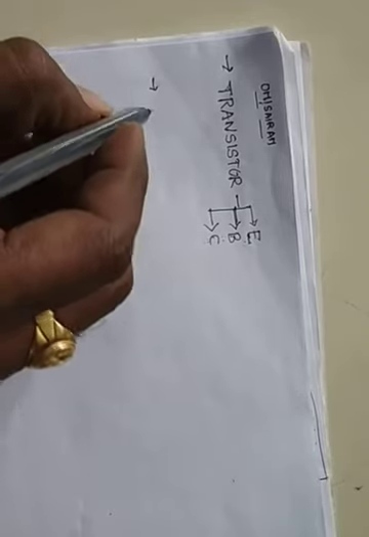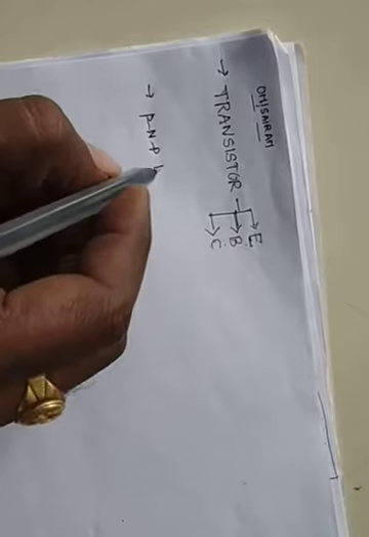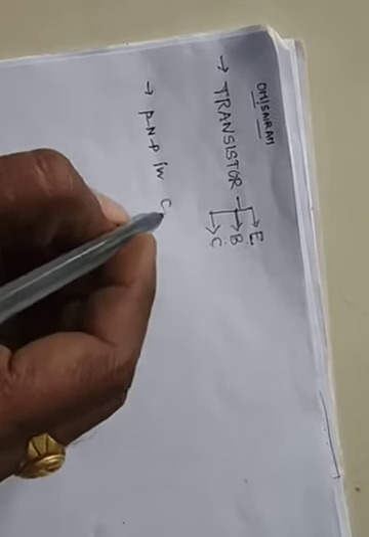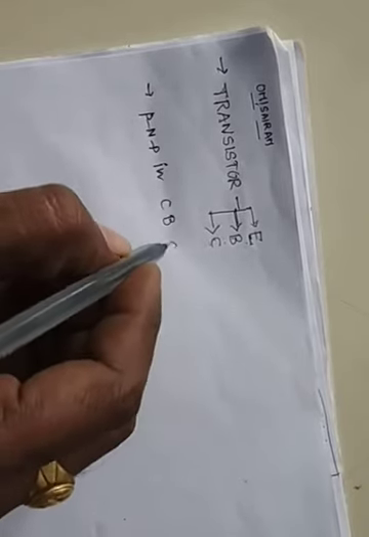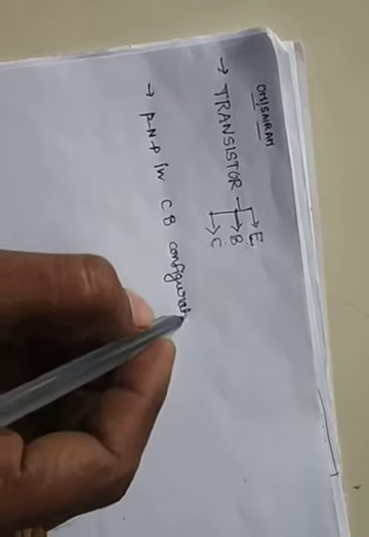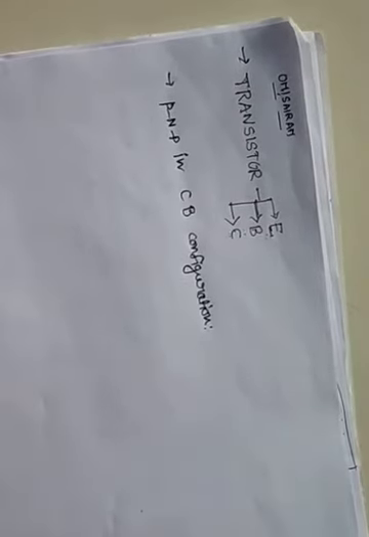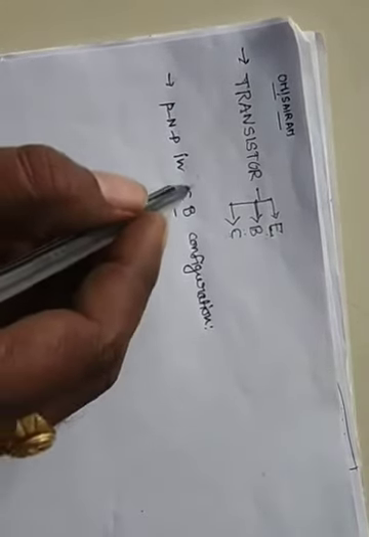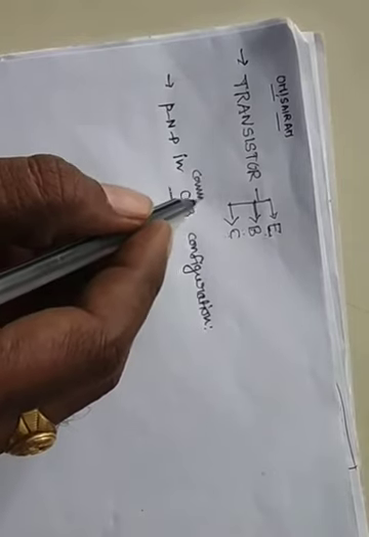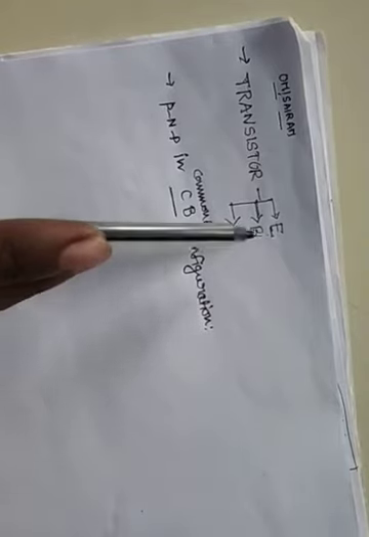Now I am taking the PNP transistor in common base configuration. Common base configuration, this is CB, meaning common base. That means base is common for both the emitter and the collector.